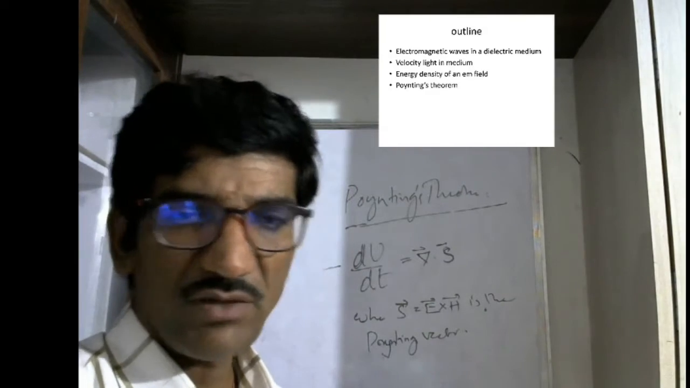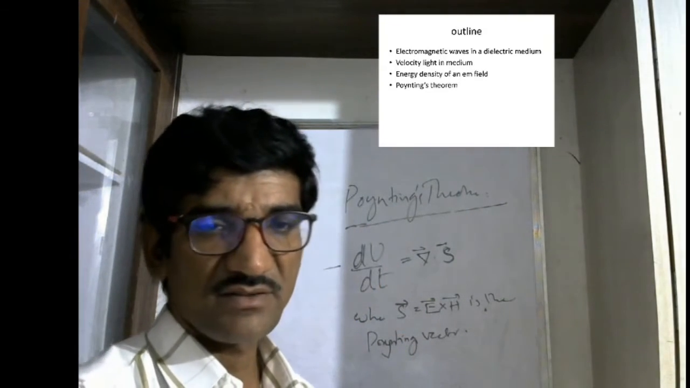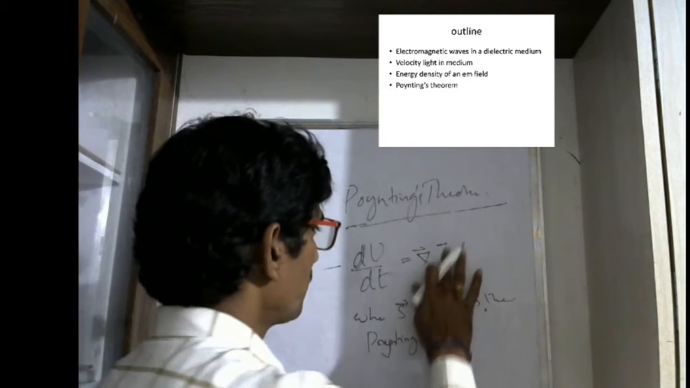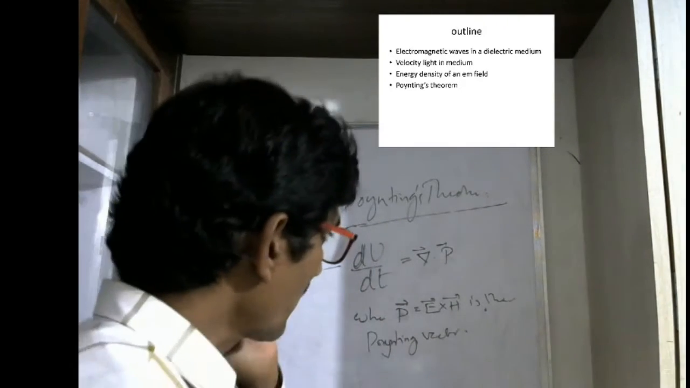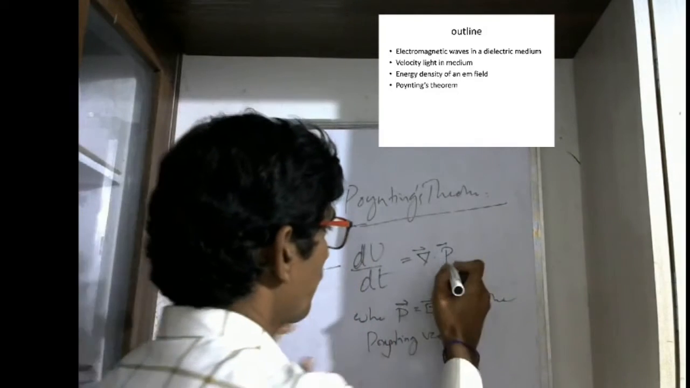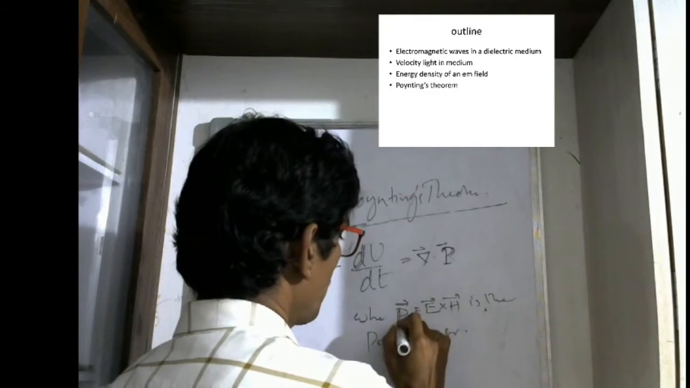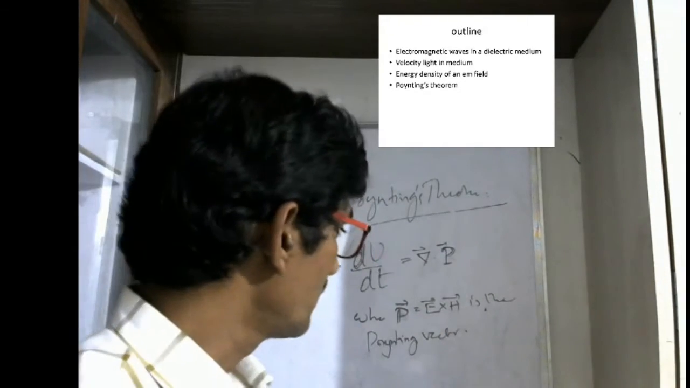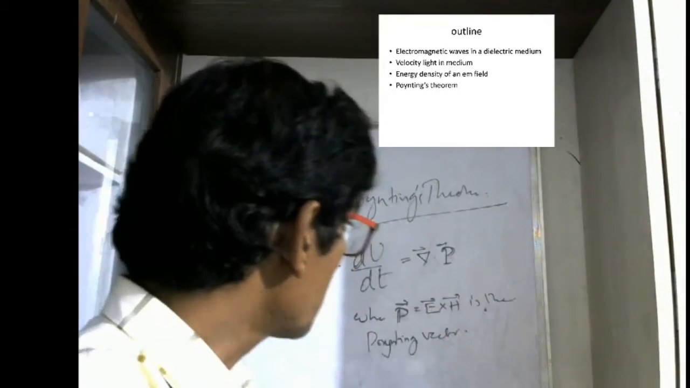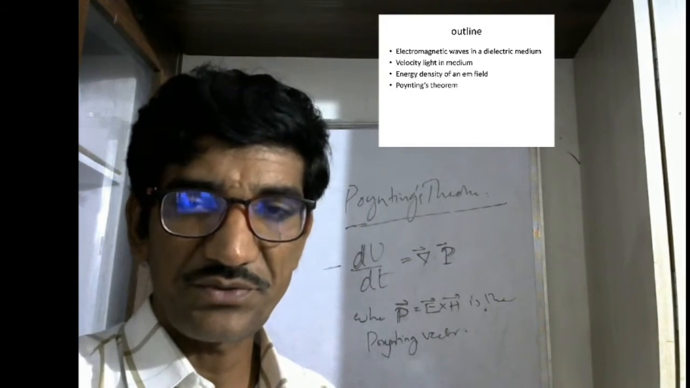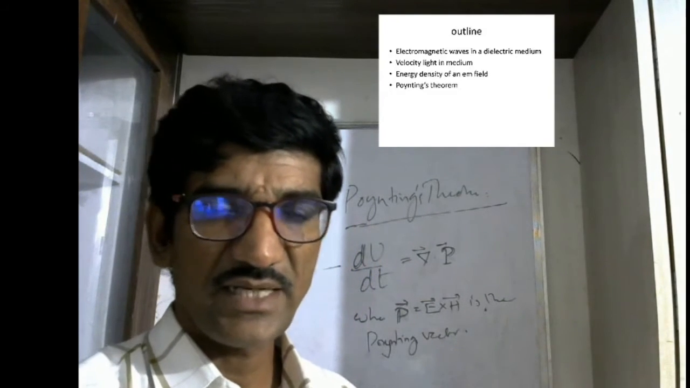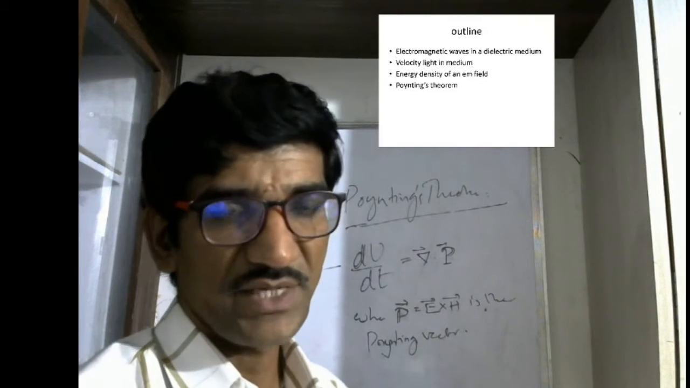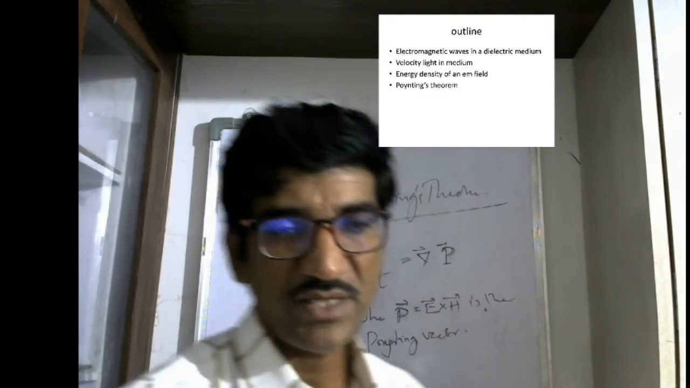Now let us start. What is our purpose? What is the physical meaning of the Poynting vector S? You may call this P also, no problem, but it is not the polarization vector; here it is the Poynting vector. What is the physical meaning of this Poynting vector? It gives you the rate of energy coming out of the electromagnetic waves through unit area per unit time.